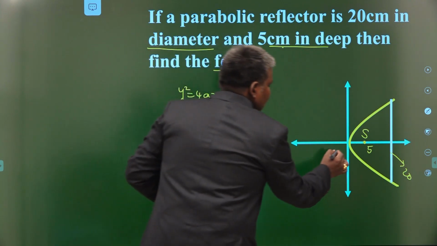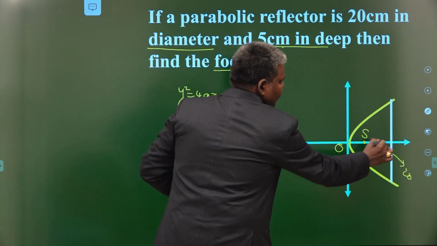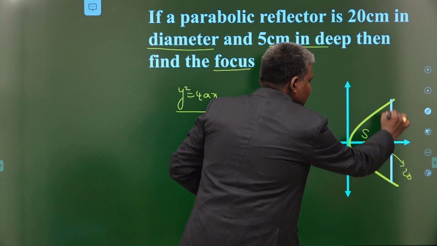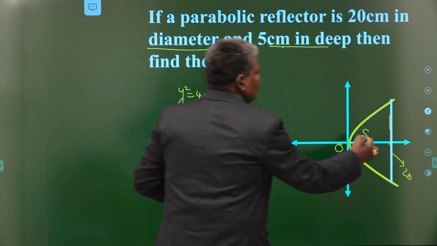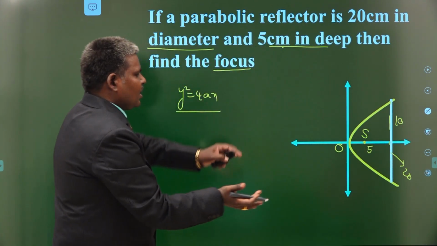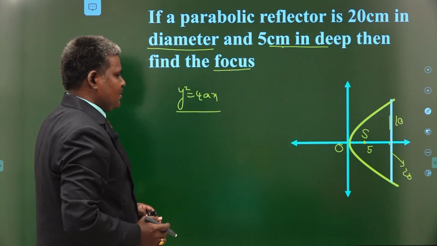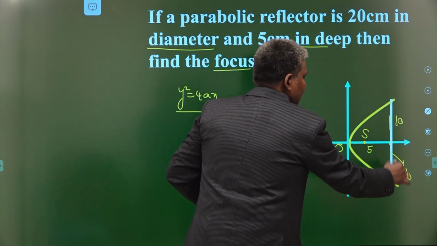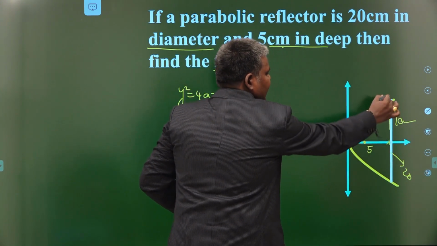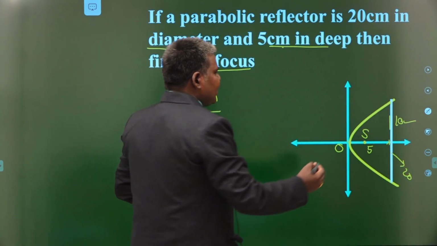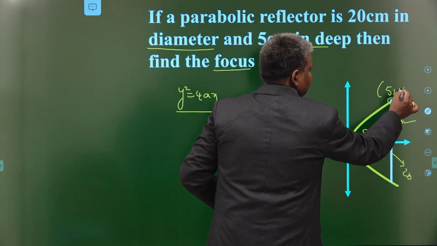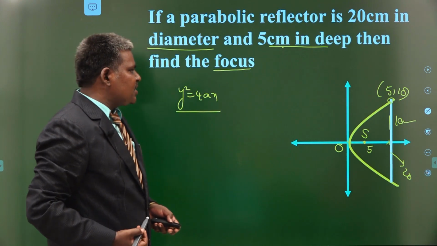Now, this is the origin. The distance from here to here is 5 units. Can you say what is the distance from here to here? Here to here is 10 units, because the curve is symmetric about your axis. That is why the total distance is 20, so its half is 10 units. So the distance from here to here is 5 and here to here is 10. Can you write the coordinates of this point or not? The coordinates of this point are 5, 10.